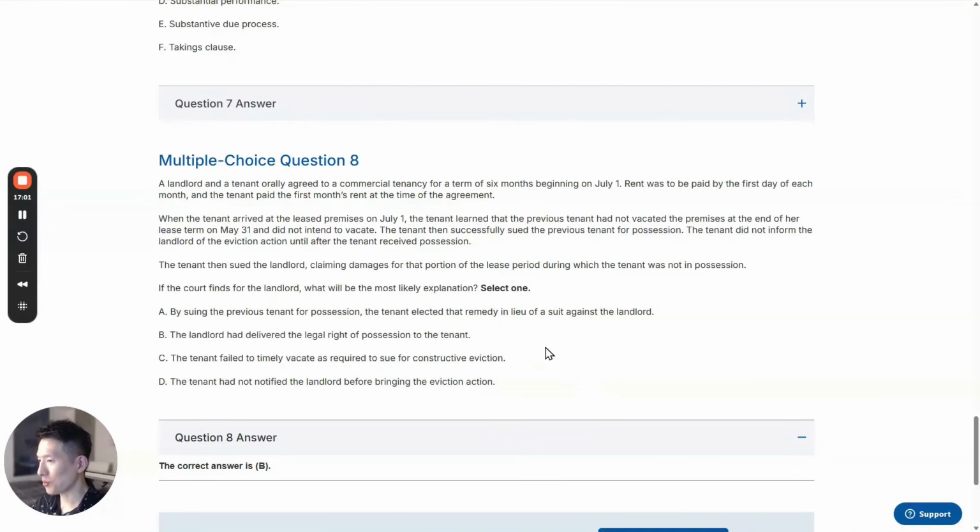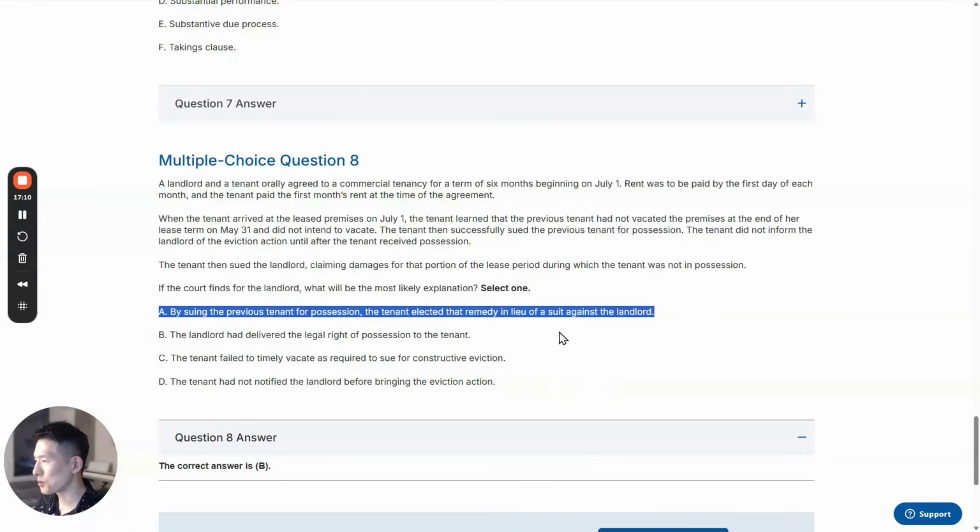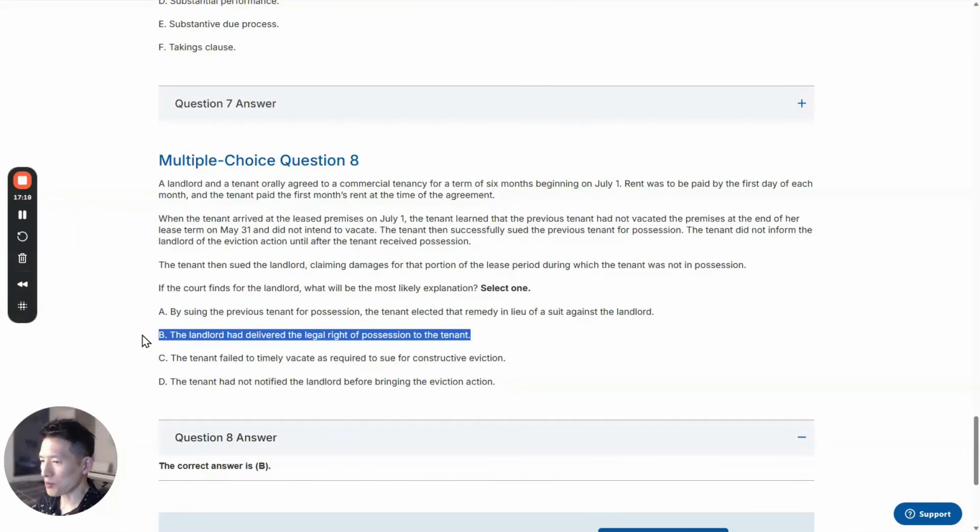This was a tricky one. I think that in this case, we have to eliminate the worst choices. C and D are not it. A is out because there's no concept that says that if you pick one self-help method, the other ones are barred. So we're only left with B.